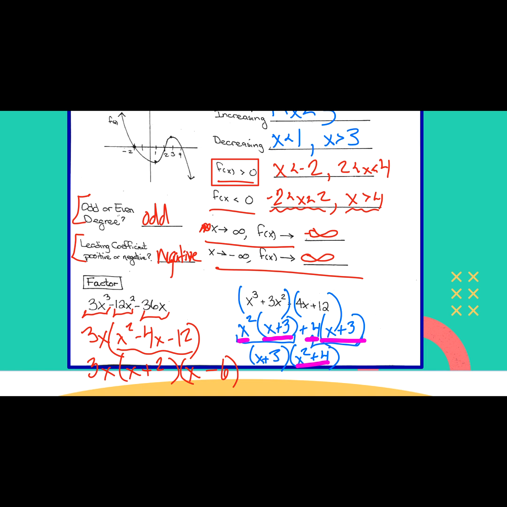On which one? Which part of it? Right here? After we factor the x plus 3 out, then we can just write the leftovers in parentheses. So our leftovers were x squared plus 4 in this case.